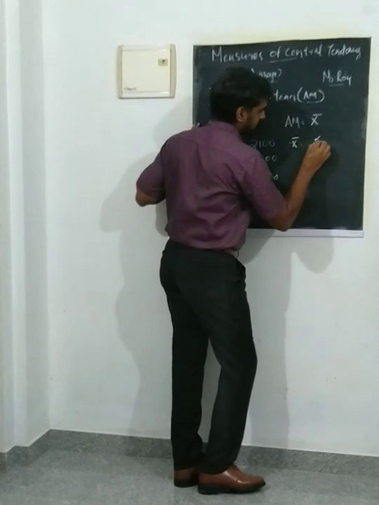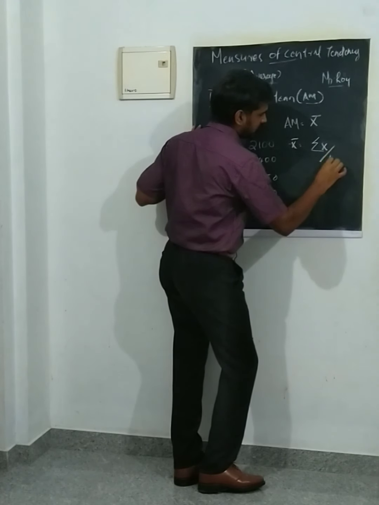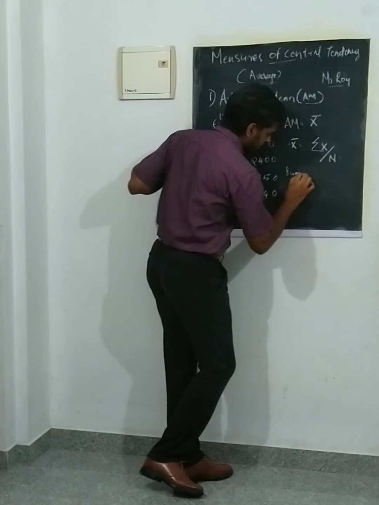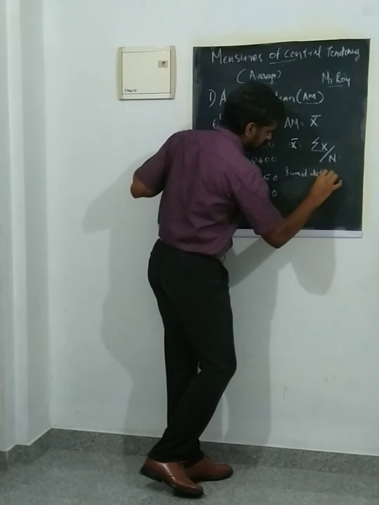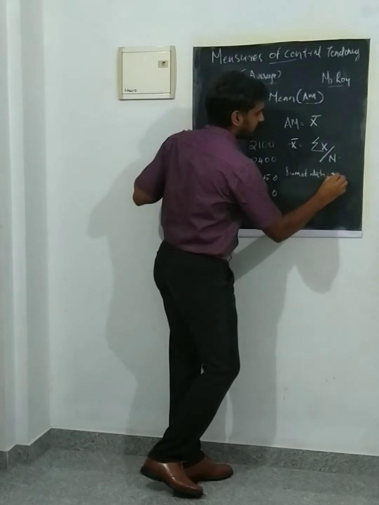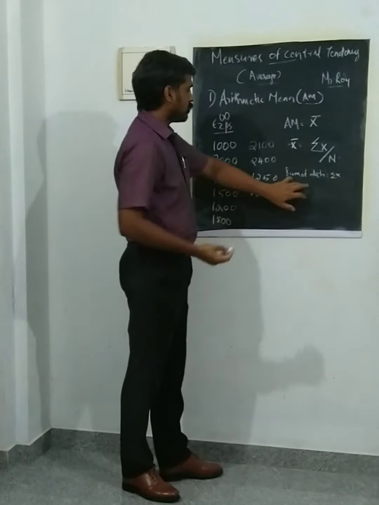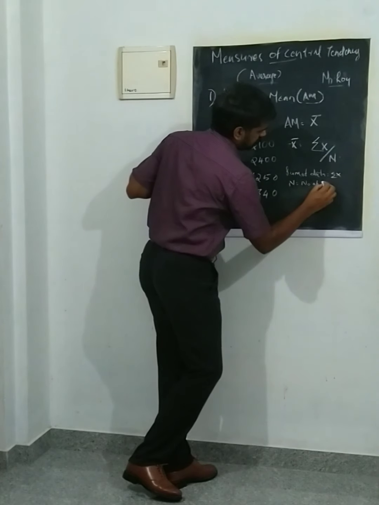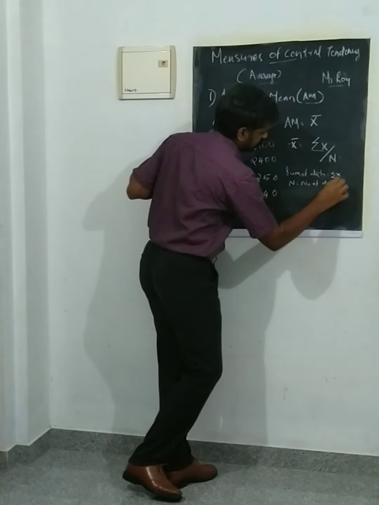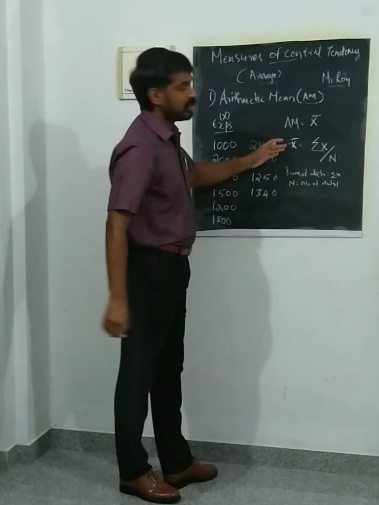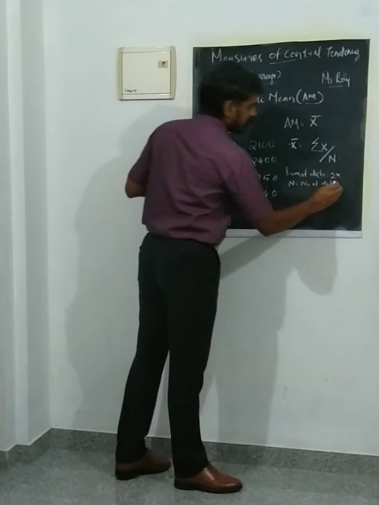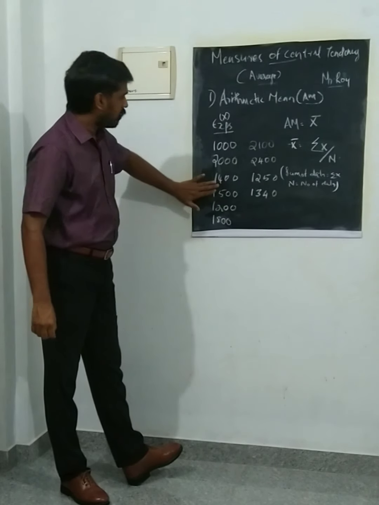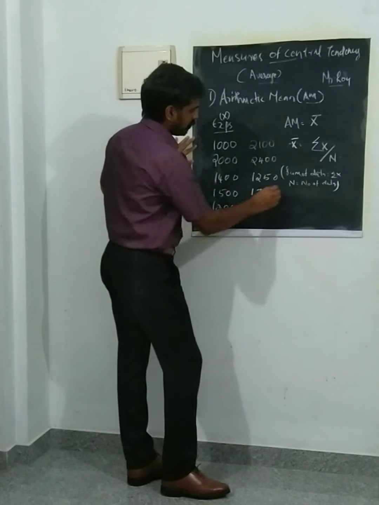So x bar is equal to sigma x by n, where sigma x is the sum of the given data. Sigma is the total, in fact. So sum of the data, and n is the number of data available, or number of days. In this case, it is the number of days. So we have to find the sum of this data first. So we will add it up.